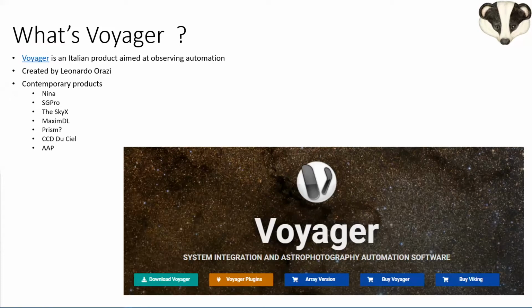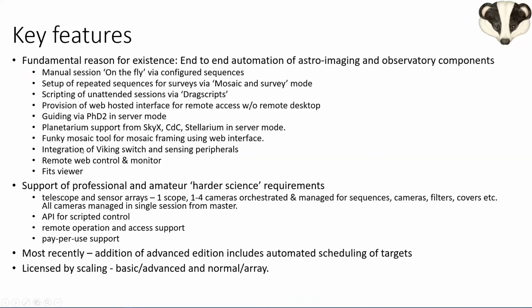The point of Voyager is it's a full observatory or a full system automation tool intended to get the most out of automating your end-to-end image acquisition across one or more telescopes and one or more cameras. So on the screen there, you can see that Voyager will take plugins, well, whoopee, but the key things are things like the array version and its integration with a product called Viking, which is a sort of franchise Switch product that they sell and integrate and embed the APIs for.